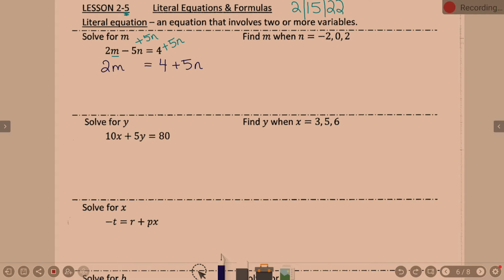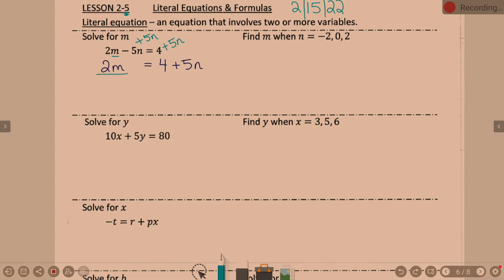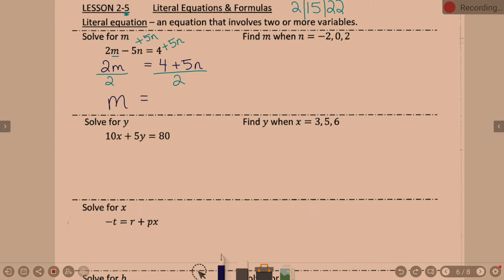No, not quite. I'm trying to get m by itself. And if it's 2 times m, what are we trying to get away from the m? The 2. If I divide one side by 2, we're going to divide the other side by 2. Now, 2m divided by 2? 2 divided by 2 is 1. So 2m divided by 2 is just going to be m.